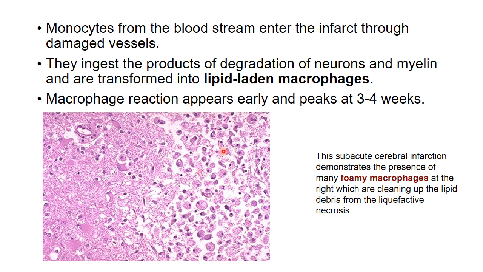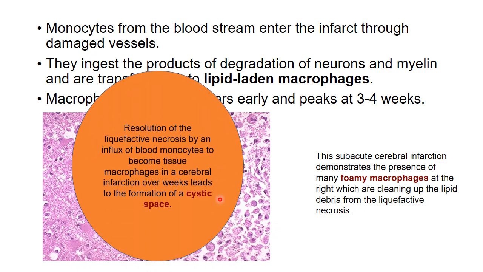The foamy macrophages, as shown here, are the ones responsible for cleaning up the lipid debris from the liquefactive necrosis. After cleaning the area of liquefactive necrosis, what develops subsequently is a clear space, and that is what is referred to as the cystic space. This cystic space, therefore, results after the resolution of the liquefactive necrosis by the influx of blood monocytes, which later on change into tissue macrophages.